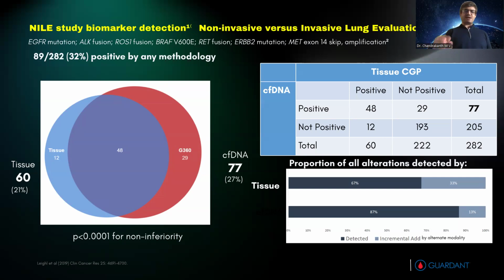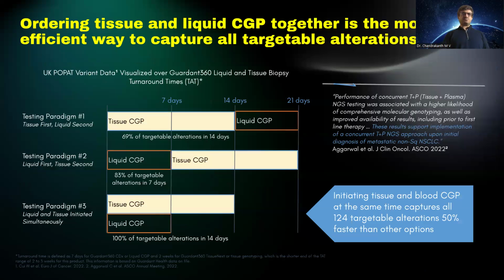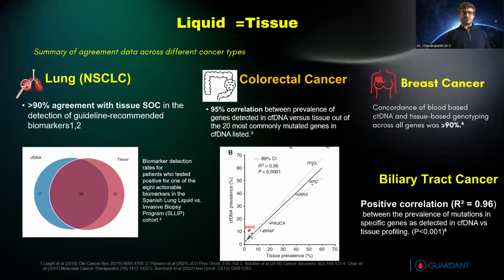In fact, liquid had a greater probability of picking up. However, if I do both, that is the best possibility of picking up. If I do tissue, there are some mutations which I miss in liquid, and if I do liquid, there are some mutations that I miss in tissue. Therefore, doing both of them at the same time is the best way to go. So ordering tissue and liquid CGP together is the most efficient way to capture all targetable mutations.